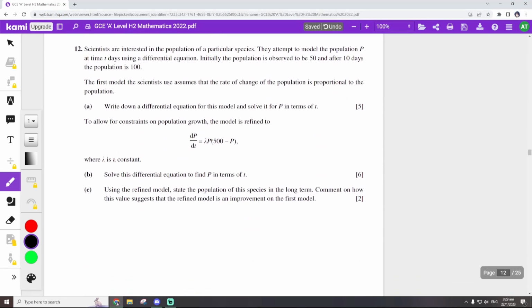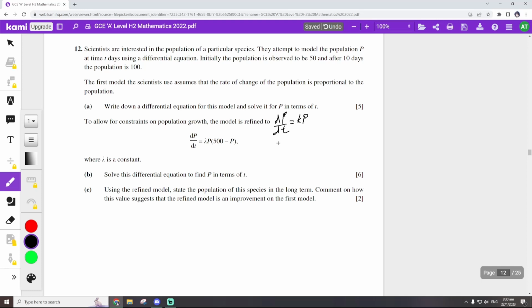Last question is differential equation. Okay, so we are modeling population growth now. They attempt to model population P at time t days using a differential equation. Initially, the population is observed to be 50. After 10 days, it is 100. The first model assumes that the rate of change of population is proportional to the population. So that is to say that the original model here is dP/dt equals kP.